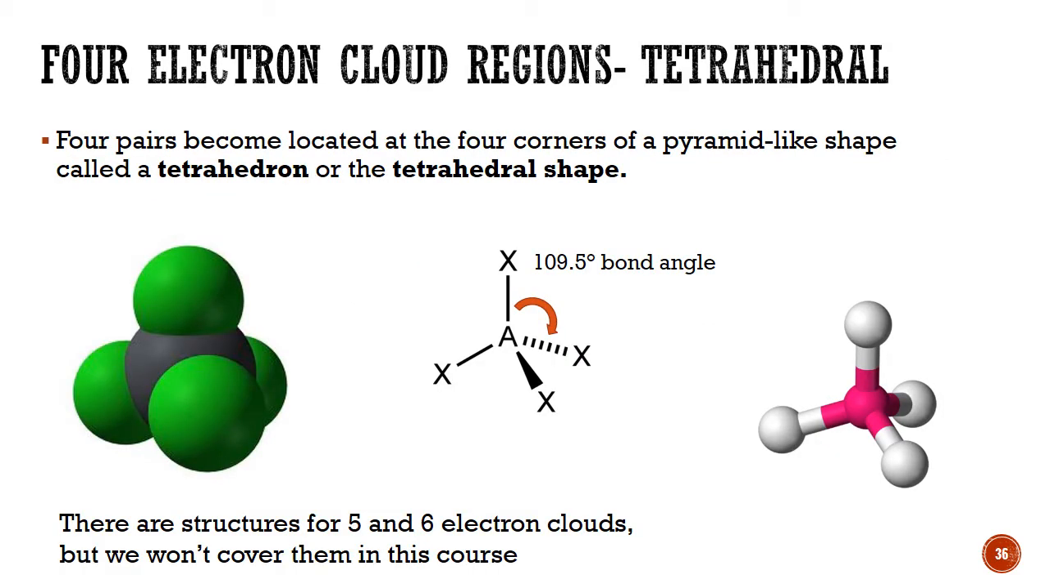All right, if there are 4 pairs, now we're starting to get into some 3 dimensions. 4 pairs will be located at the 4 corners of a pyramid-like shape called a tetrahedron. So you can either use the word tetrahedron or tetrahedral shape. That molecule's tetrahedral, or it is a tetrahedron. Tetrahedron is the noun, tetrahedral is the adjective. So if you look at the picture on the left, it's a little bit different. I couldn't draw my balloons in 3 dimensions, but if you have 4 balloons held at the center, they're naturally going to form this sort of pyramidal shape that you see here.